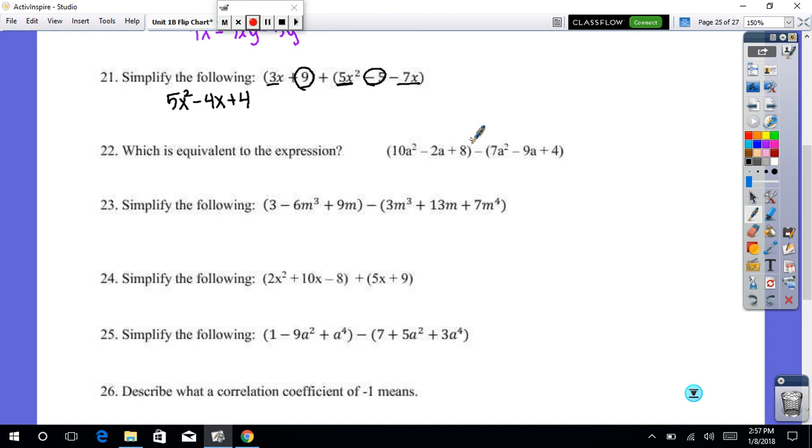Okay, if you notice, this one is a subtraction, so we are going to keep, flip, change. Make it a positive, change everybody's sign. So a positive 10a squared and a negative 7a squared is a positive 3a squared. Negative 2a, positive 9 is a positive 7a. And then my constant of 8 and negative 4 is a positive 4.